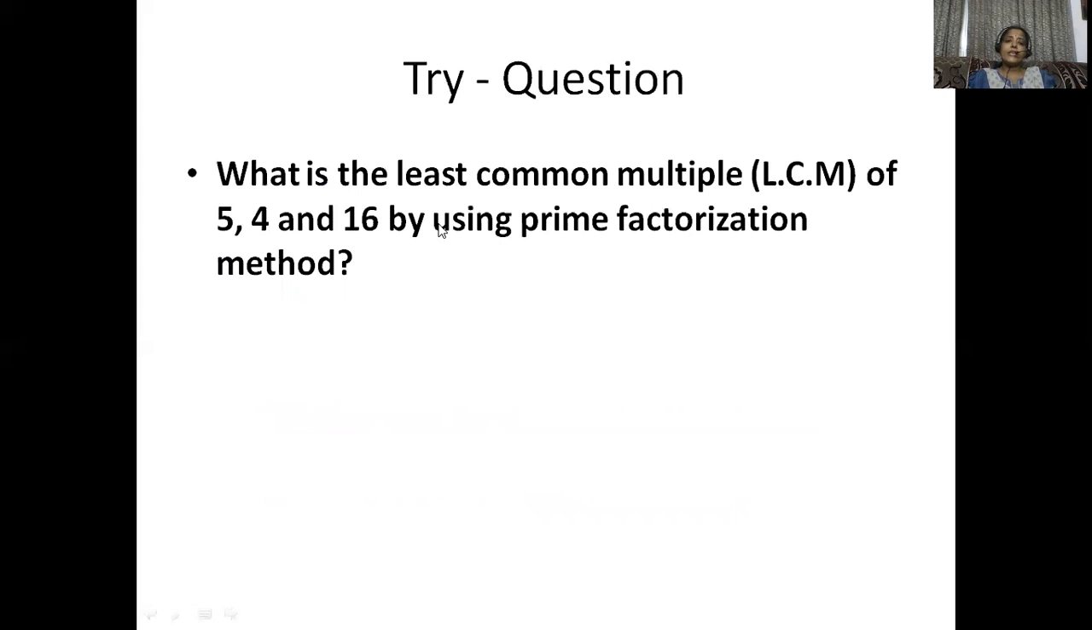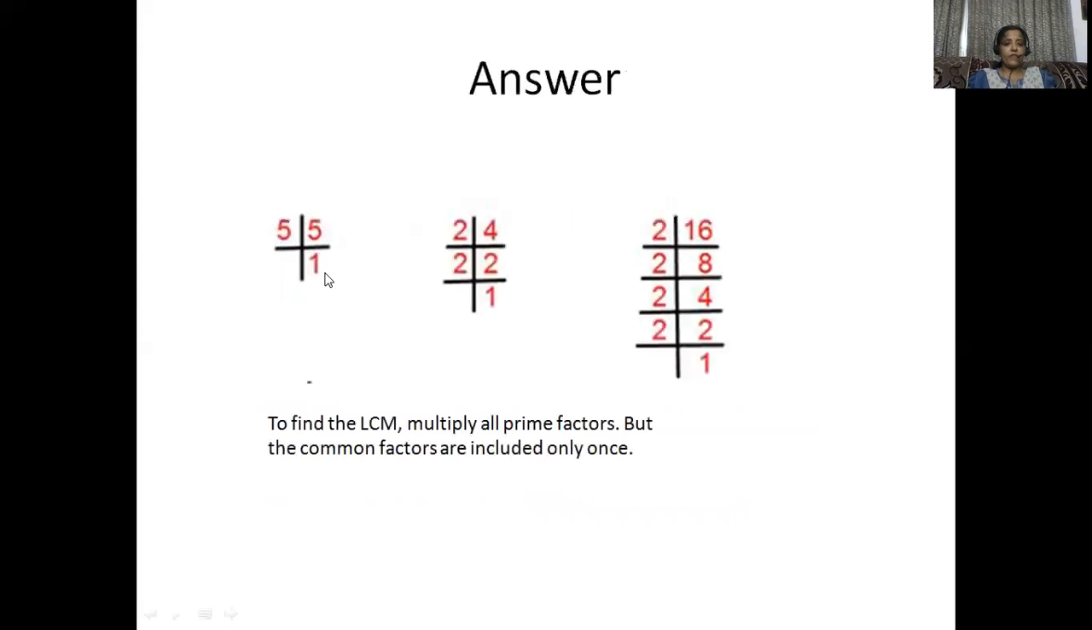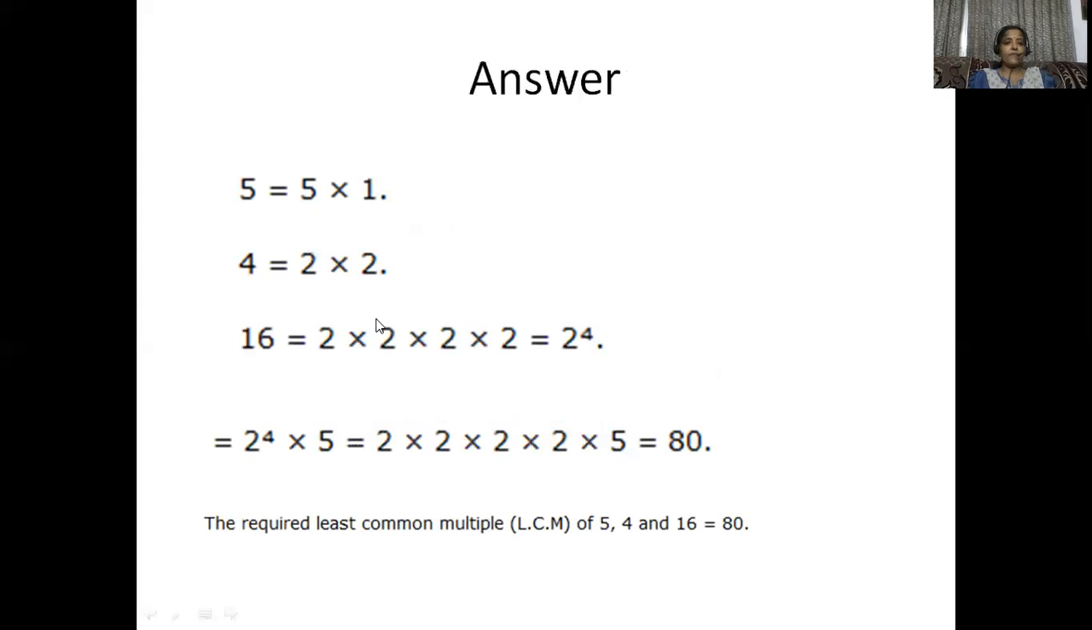I'll give you one more example for this. What is the LCM of 5, 4, 16 by using the prime factorization method? We'll do that. 5 divided by 5 is 1. 4 divided by 2 is 2. 2 again divided by 2 is 1. 16 divided by 2 is 8. 8 divided by 2 is 4. 4 divided by 2 is 2. 2 divided by 2 is 1. Now I'm going to write 5 is 5 into 1. 4 is 2 into 2. 16 is 2 into 2 into 2 into 2.